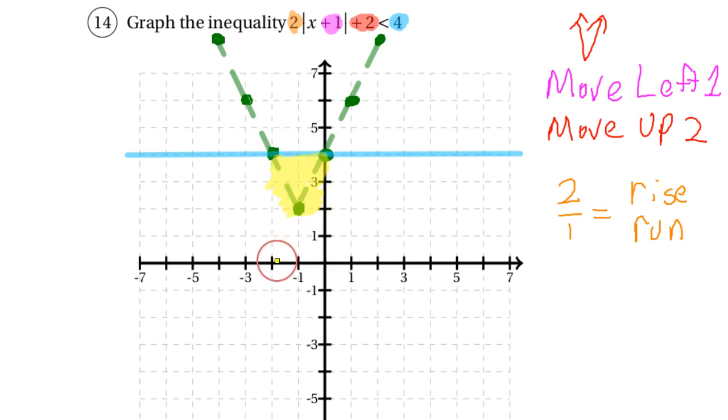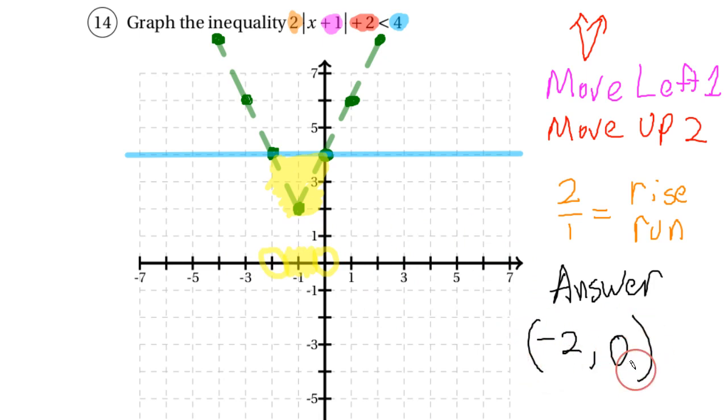So if I color the part of the drawing where that's happening, it's going to be an open circle here, an open circle here, and then anywhere between them. So writing that answer, my answer starts at -2, goes all the way to 0, and because they're open dots, it gets a parenthesis and a parenthesis.